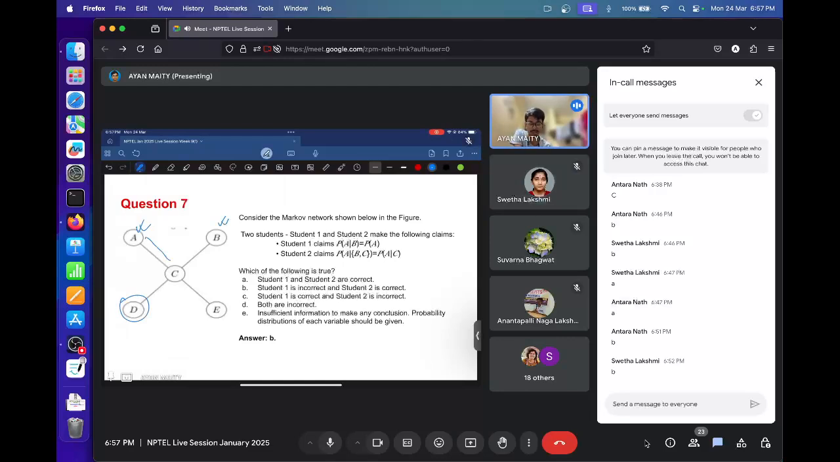This is an undirected graph, so this path would still exist from A to B. D would not block that path. In the undirected case, we just have to check whether the given variable blocks that path or not. So E also cannot block this path from A to B. Only if C is given, only C can block this path from A to B. D and E cannot block the path. So even if D and E are given, this path from A to B would not be blocked, and they would be dependent on each other.